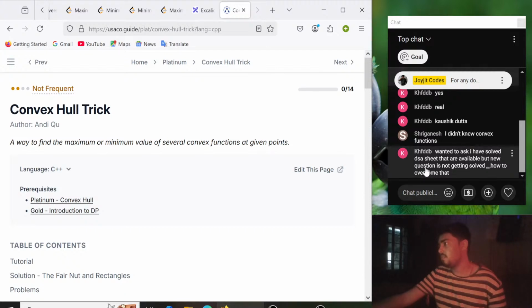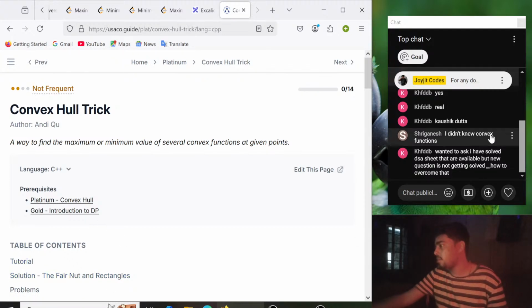I have solved the ones that are available, but new questions are not getting solved. How to overcome that? It's all about practice. I'm not sure in which year you are, or how many years you have been practicing coding, but it takes time. Just do it patiently and work on it. Practice, and you crack it.